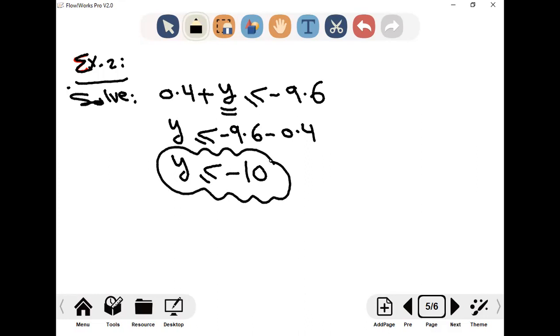Graph it. This is negative 10. Y is less than or equal to negative 10, so I will go to the left, with a closed circle on the negative 10. Is it difficult? This is example 2.